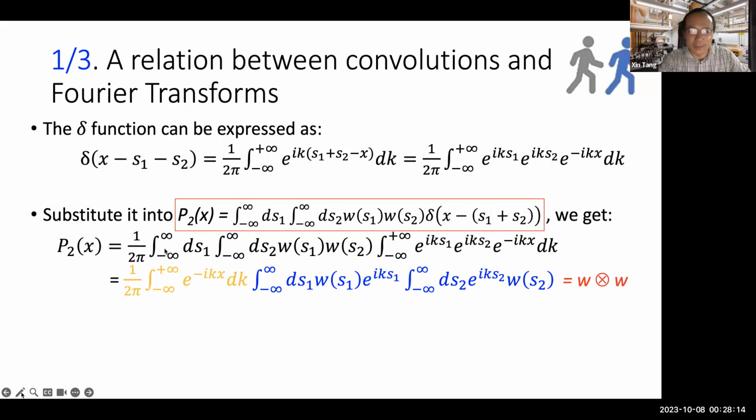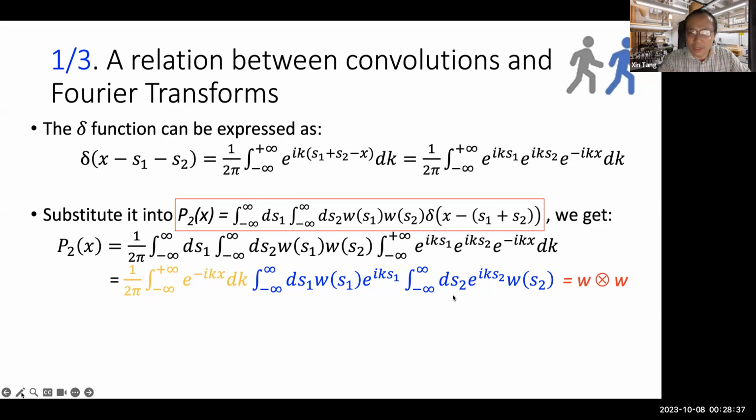Then we get a P2 in a little bit long expression. But this long expression is very useful. It contains 3 integrals. Then we can group them together. Here, I group them together in terms of dk, ds1, and ds2. You will see 2 different colors. One is orange, 2 are blue, right?